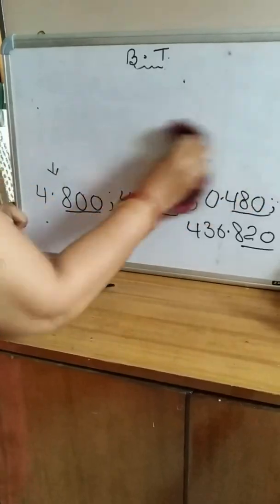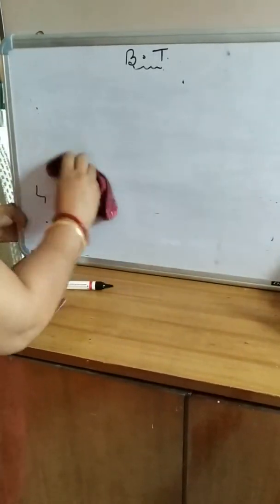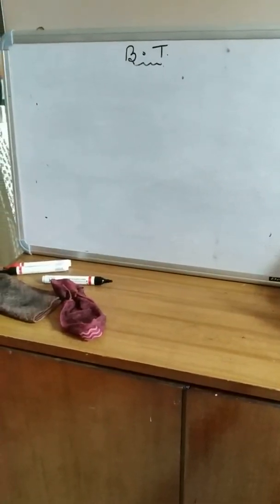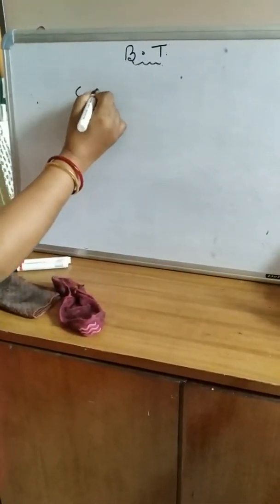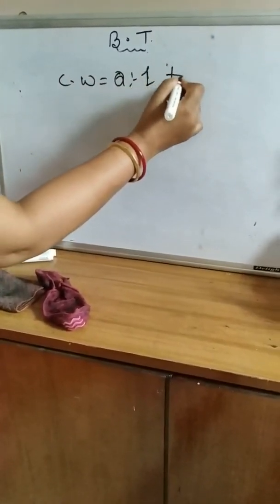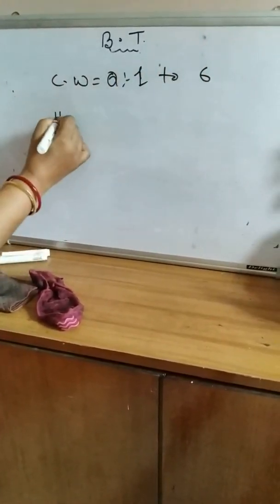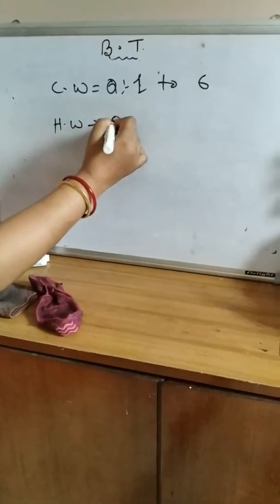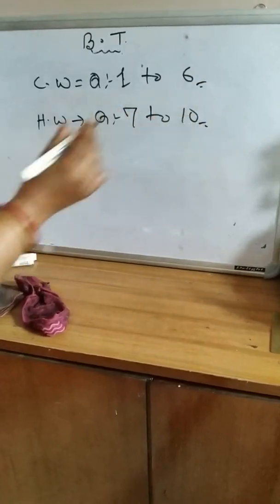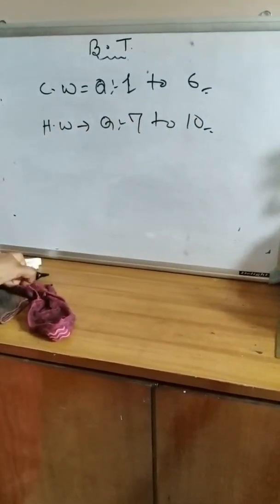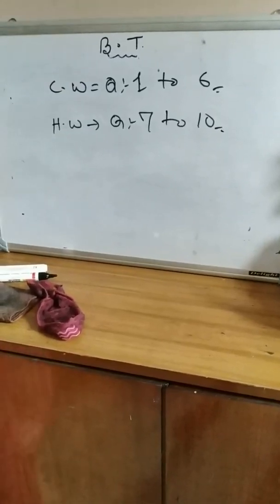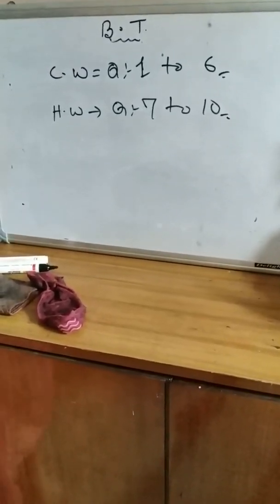So children, question number 10 and 11 I am not solving. You have to do it on your own. So your C work is to do question number 1 to 6, and H work is to do question number 7 to 10. So children, I think all these sections are new. This is just a recapitulation of this unit, unit number 5. So you have to do all these questions.